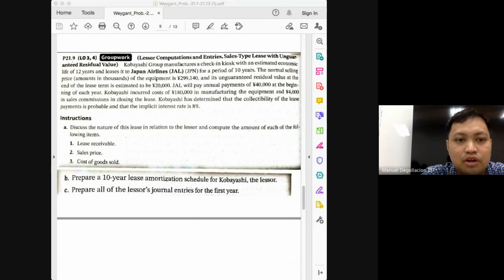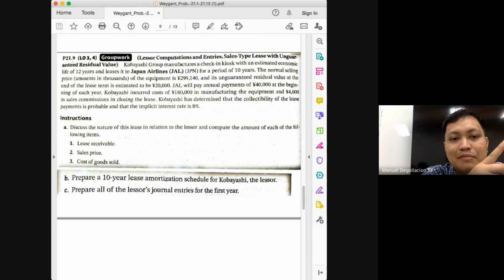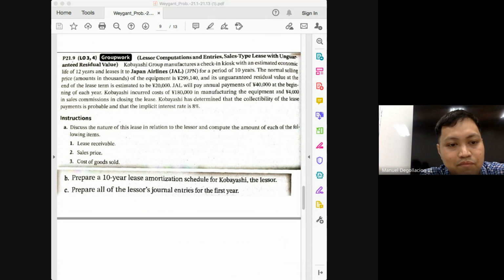Okay, next question is how much will be your cost of goods sold? Your cost of goods sold will not just be the 180, class, because the cost to you is 180, but you will not be losing the entire 180 because later on you would be getting back the asset. But the amount that you will be deducting should not be the 20, but only the present value of the 20. So how do you solve for your cost of goods sold, class? 180 minus the present value of your residual value. How much is the present value of the residual value? 9,264. 180,000 minus 9,264 will give you 170,736. And that would be your cost of goods sold in this problem.